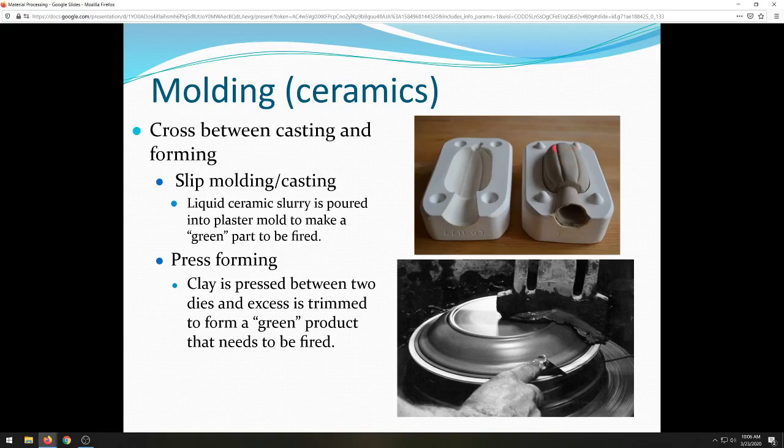So you take that and you carefully extract the part. The part then turns into what's called greenware. So it's basically equivalent to clay, and then it can get fired, finished, fired, glazed, turned into an actual finished ceramic part. Press forming is a lot simpler.